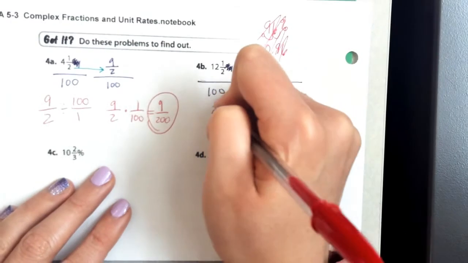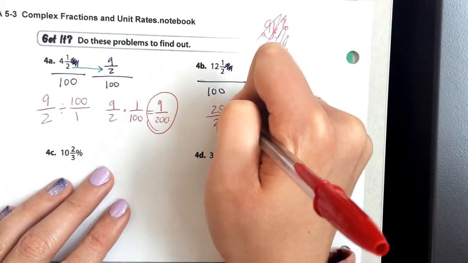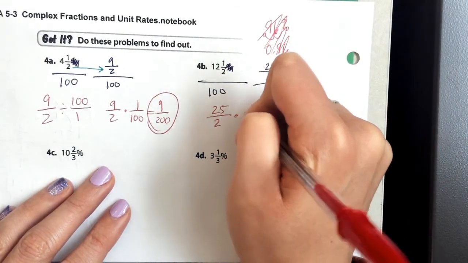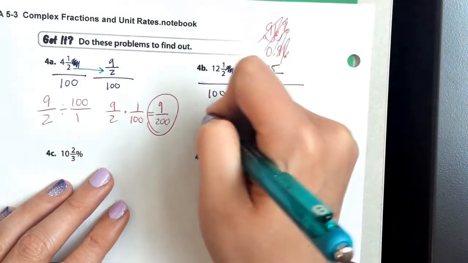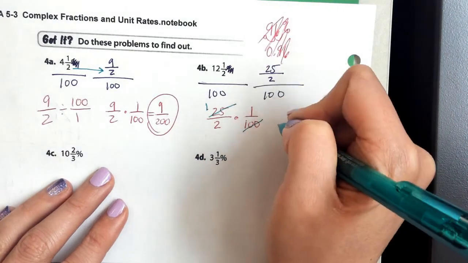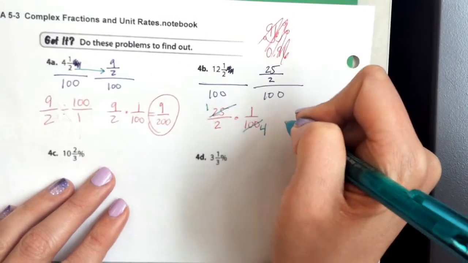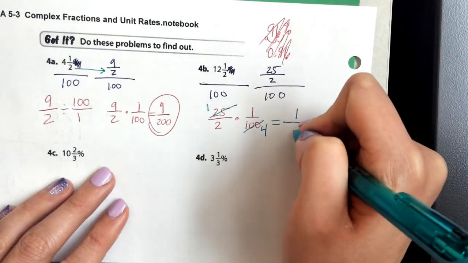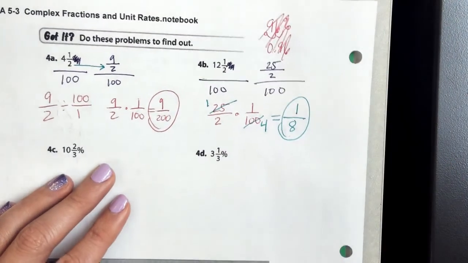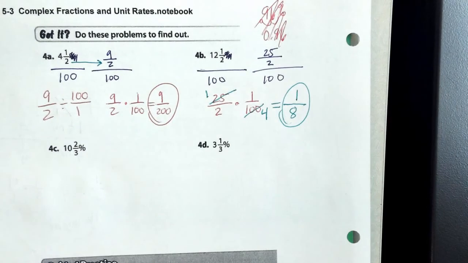So I do my keep, change, and then flip. 100 becomes 1 over 100. I see that I can simplify: 25 divided by 25 is 1, 100 divided by 25 is 4. Multiply straight across. 1 times 1 is 1, 2 times 4 is 8. So on that one it would be 1/8. Let me know if you have any questions on any of these.